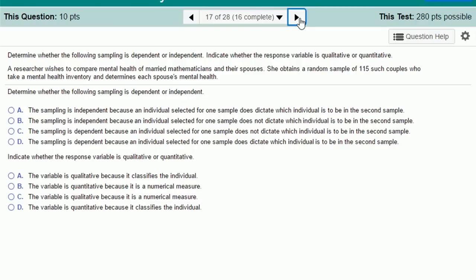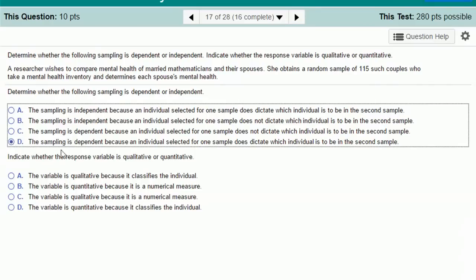Determine whether the following sampling is dependent or independent, and indicate whether the response variable is qualitative or quantitative. A researcher wishes to compare mental health of married mathematicians and their spouses. She obtains a random sample of 115 couples who take a mental health inventory and determines each spouse's mental health. If you ever do spouses and you're pairing them up, that's dependent. The response from one spouse is going to be related to the other spouse. So the sampling is dependent because individuals selected for one sample does dictate which individual is to be selected for the second sample. They're spouses. They're paired up.